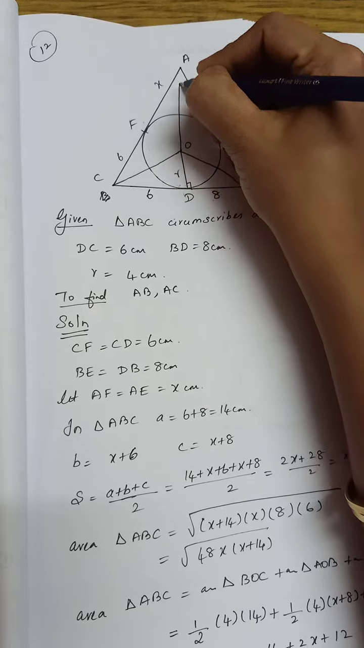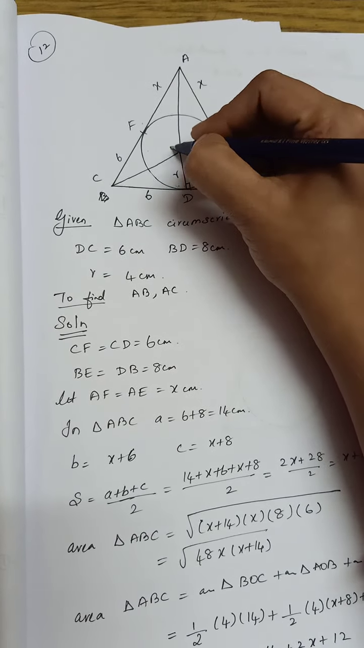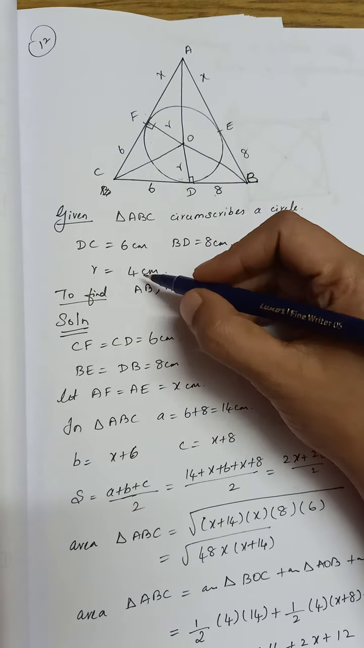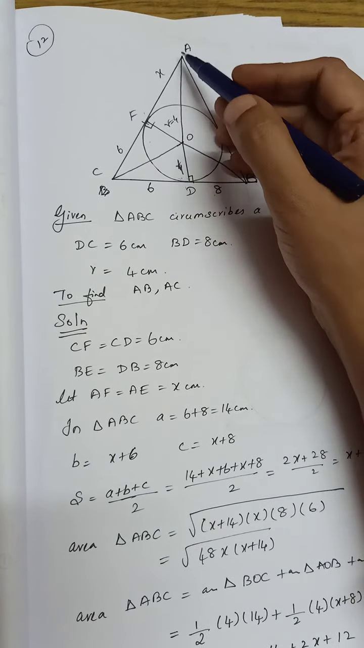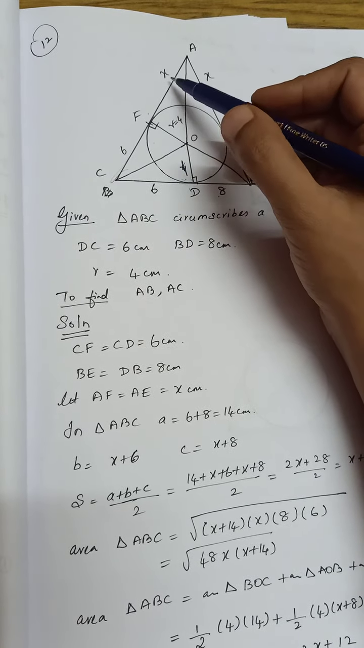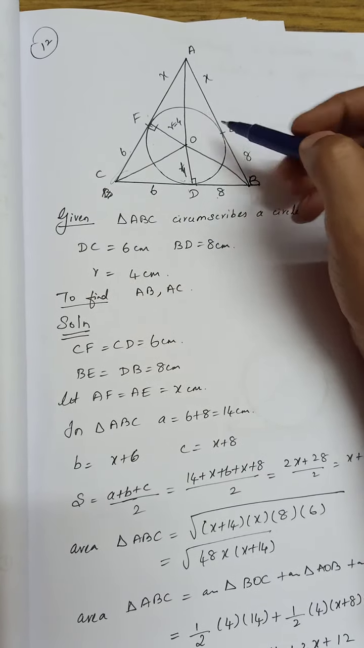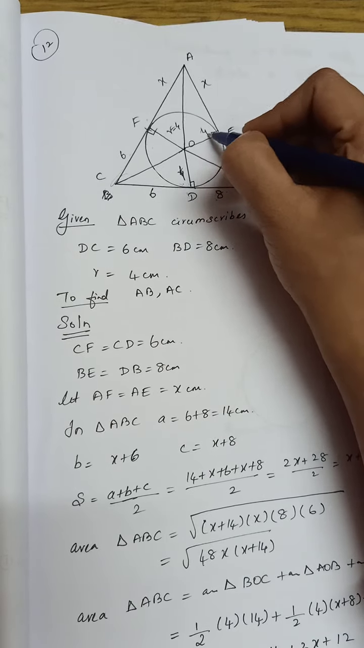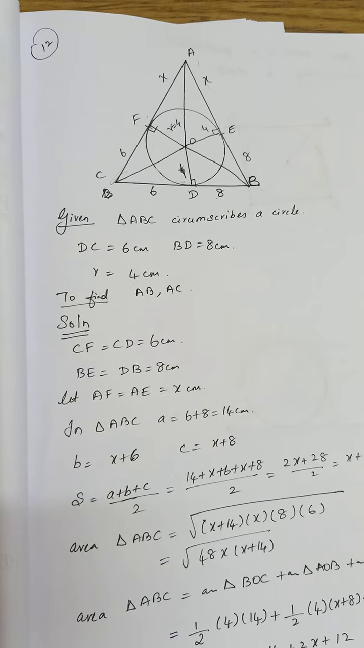Similarly, for this triangle AOC, here also we can draw a radius, the same radius. Radius is given in the question as 4 centimeter, so I will mark it as 4. For this triangle also the area will be half into base into height. Base is x plus 6, height is 4. Now we have the third triangle. For this also I can draw a radius here. It will be 4 units and the base will be x plus 8. Height is 4.